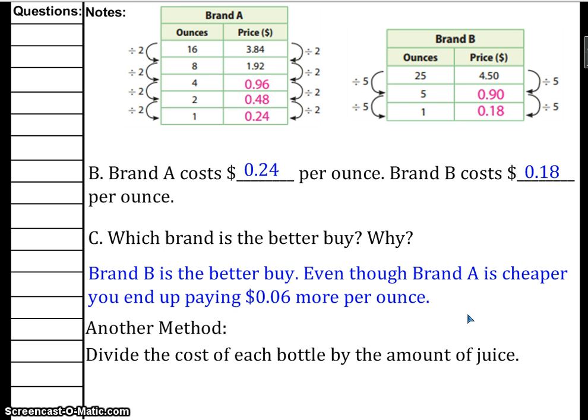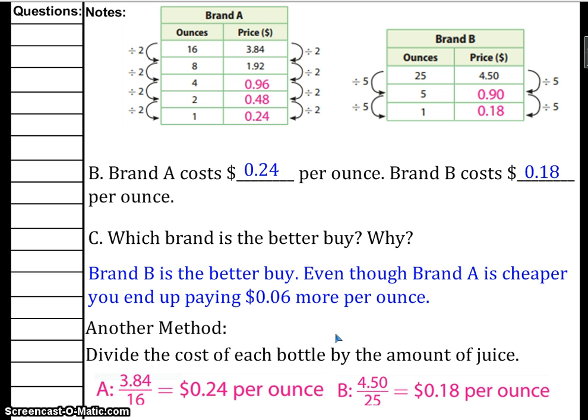Another method is you can divide the cost of each bottle by the amount of juice. So brand A was 16 ounces for $3.84. So you would take the cost, $3.84, and divide it by the ounces, 16. And you see, you still get 24 cents per ounce. Brand B, 25 ounces cost $4.50. So you divide the price, $4.50, by 25, and you get 18 cents per ounce.